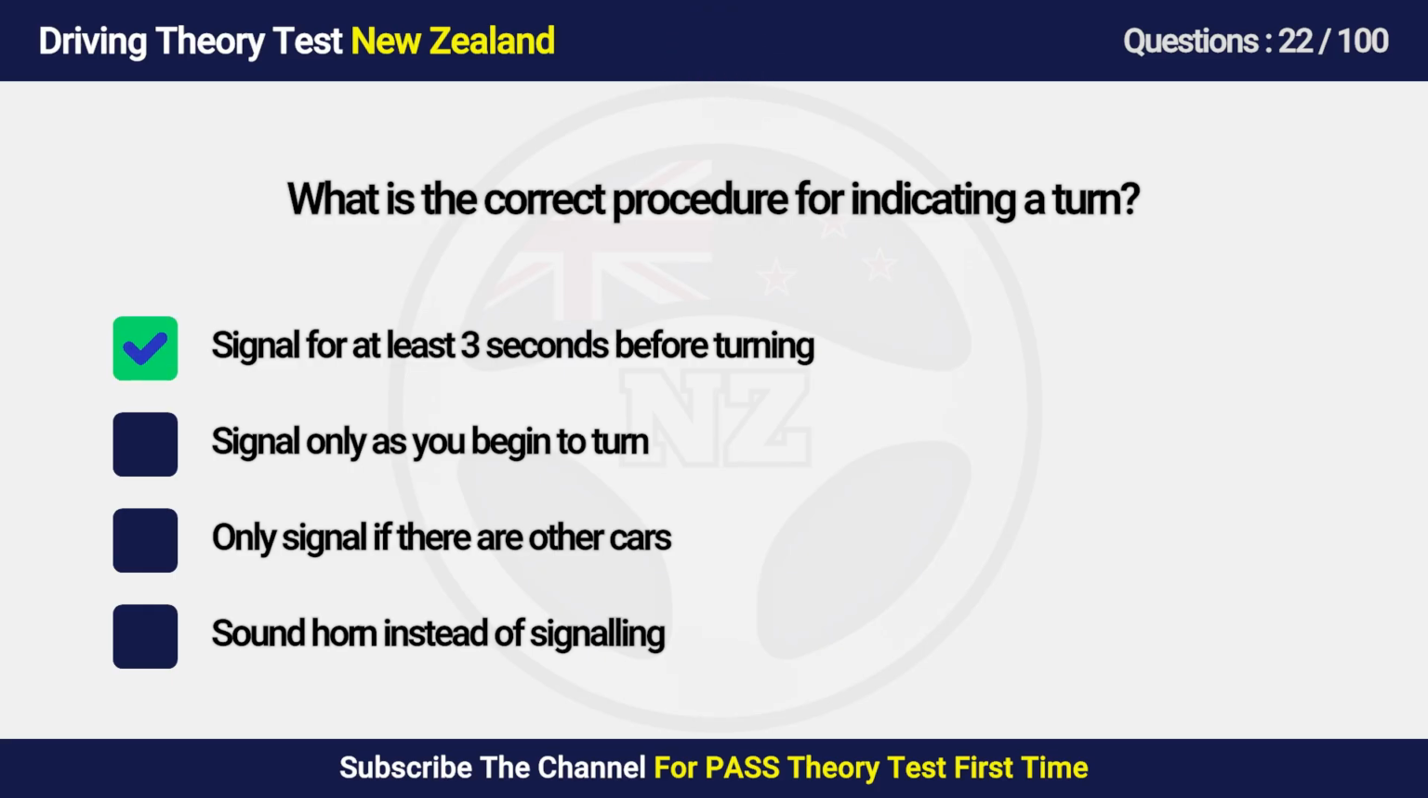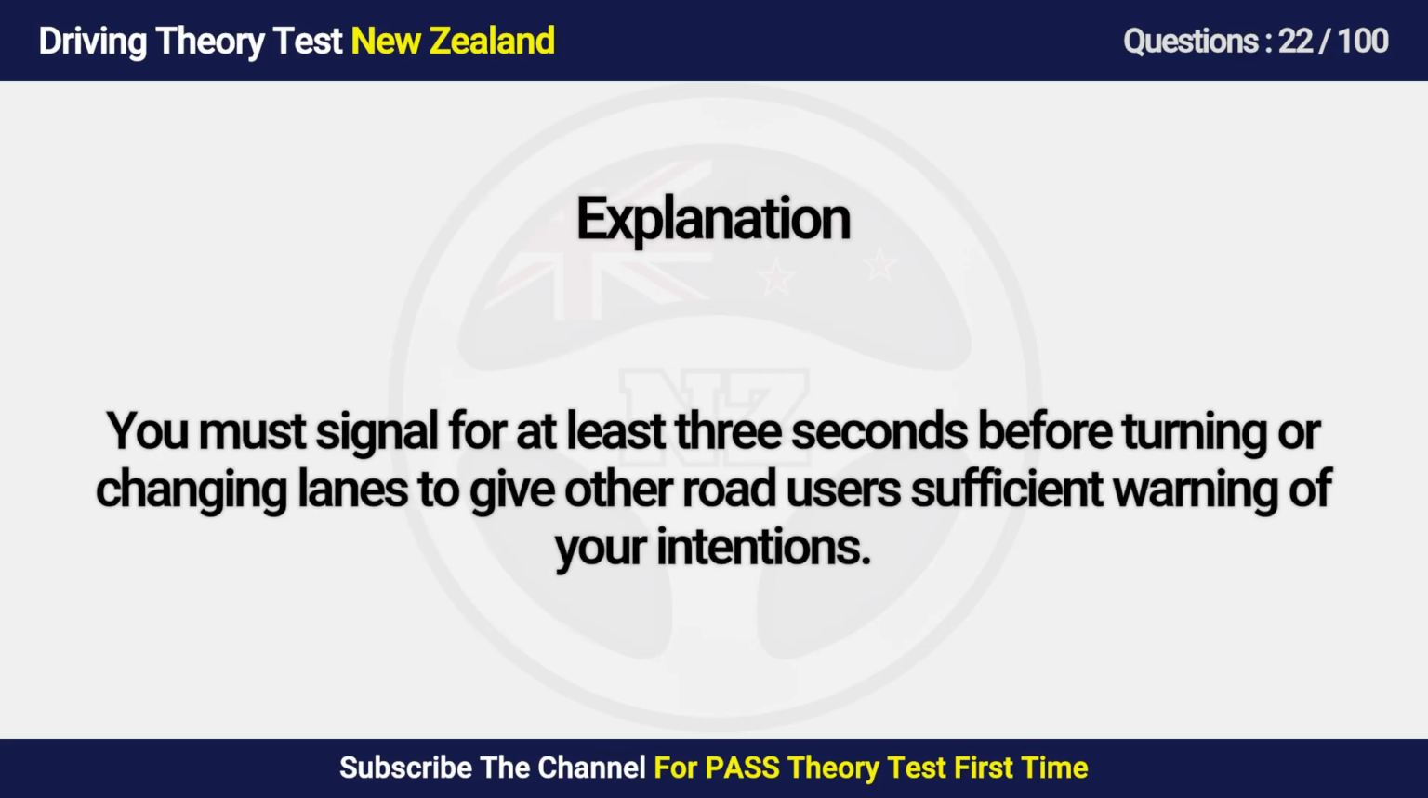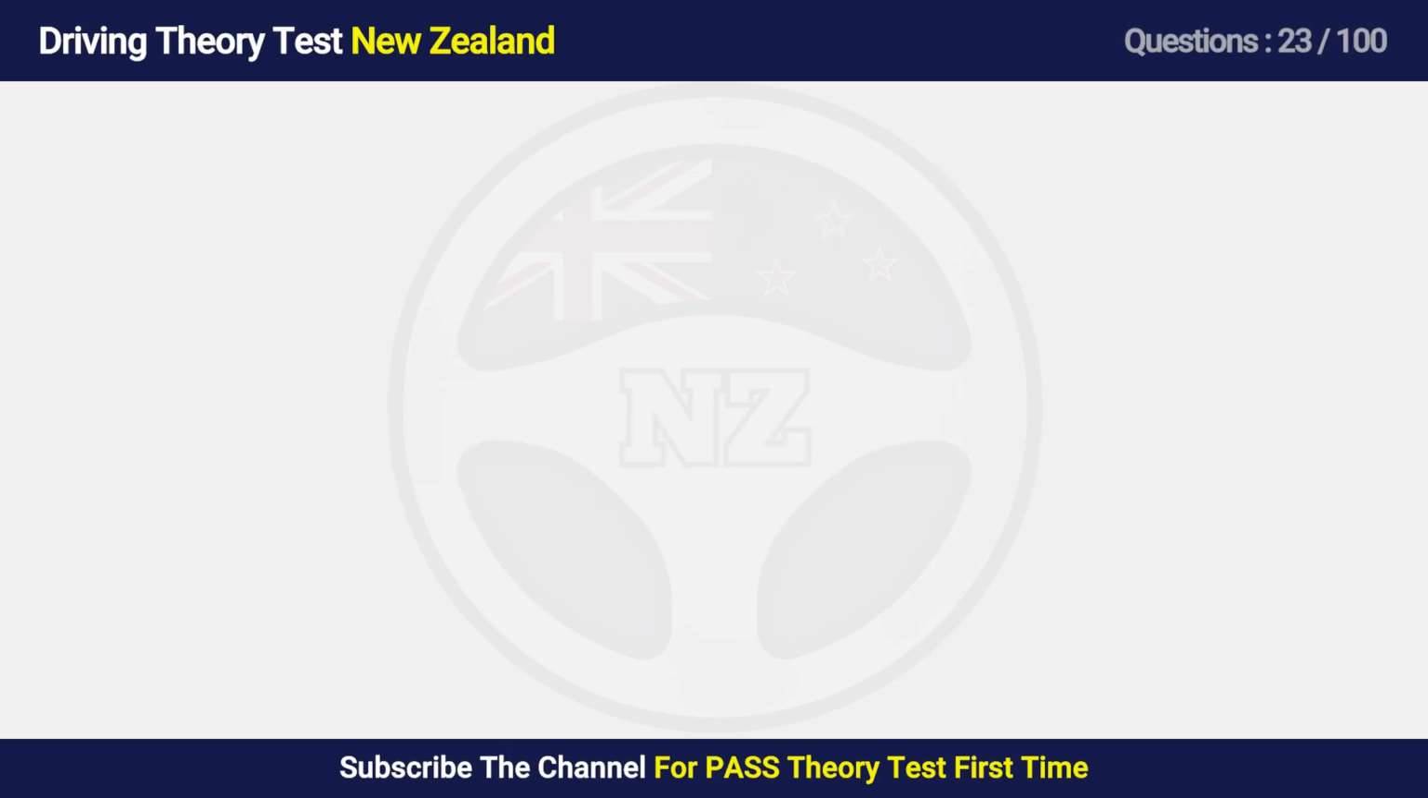Answer is A. Signal for at least 3 seconds before turning. You must signal for at least 3 seconds before turning or changing lanes to give other road users sufficient warning of your intentions.